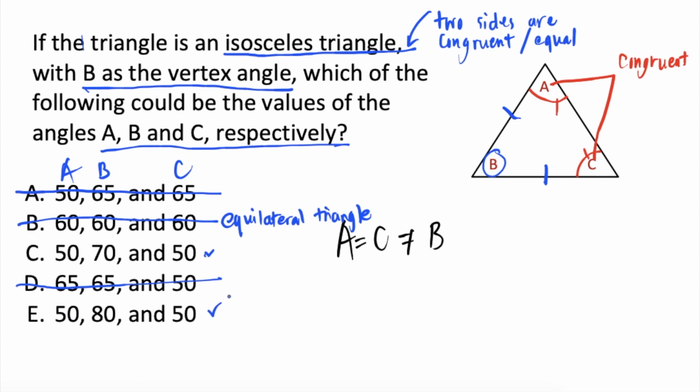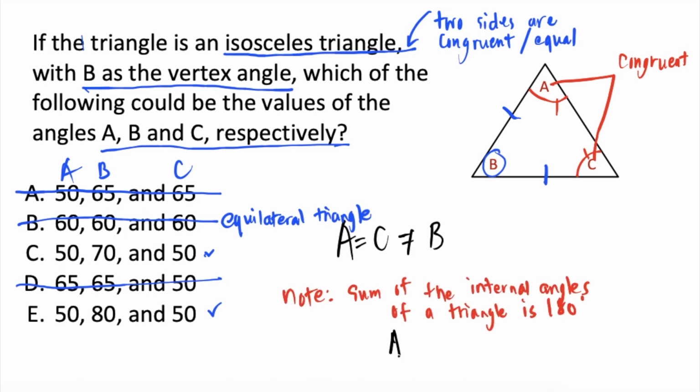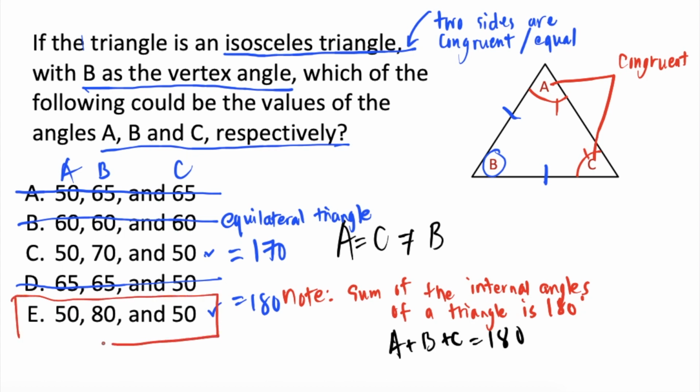So pwede. So which should be our answer, C or E? Take note that the sum of the internal angles of a triangle A, B, and C should be equal to 180 degrees. So let's check. Letter C, 50 plus 70 plus 50, that's 170. So our final answer should be letter E, 50, 80, and 50. If you add this, ang sagot is 180.